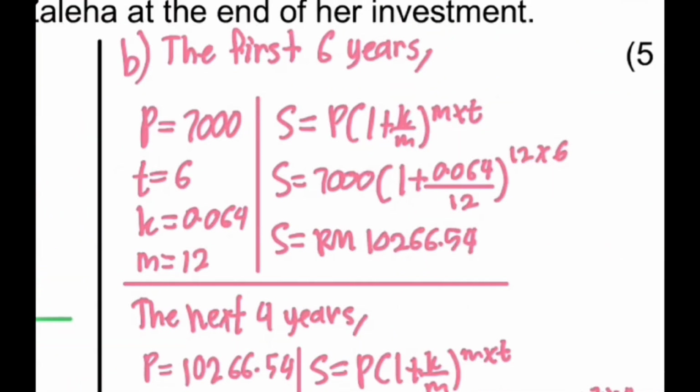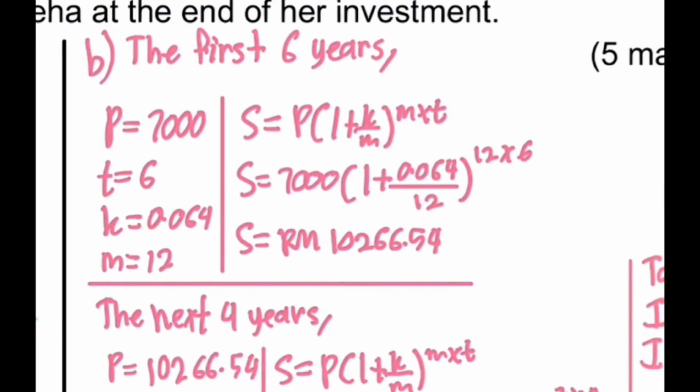And so the first thing I am going to do is to find the sum of the value for the first 6 years. And so using the same formula that I used in question A, so S equals to P which is 7,000, open bracket, 1 plus K divided by m, which is 0.064 divided by 12, close the brackets, and square root to m times t, which is 12 times 6.